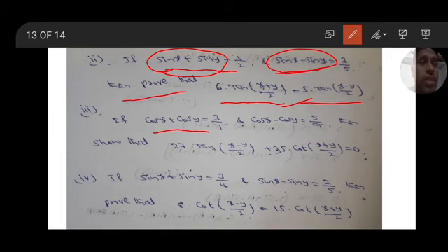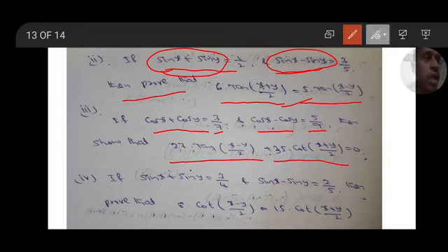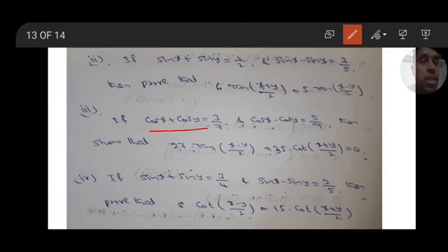Similarly, the next problem: cos x plus cos y equals 3 by 7 and cos x minus cos y equals 5 by 9. Then prove that 27 into tan of (x minus y) by 2 plus 35 into cot of (x plus y) by 2 equals 0. It is also the same: apply cos c plus cos d and cos c minus cos d, divide the resultant equations, simplify, and you get the answer.